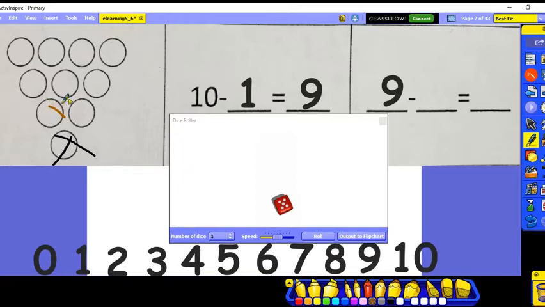1, 2, 3, 4, 5. Okay, and how many are left?